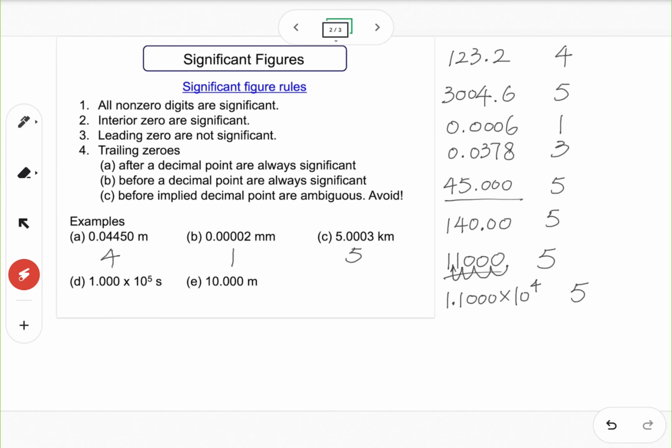1.000, you have 3 trailing zeros. They are significant. Okay, so for this case, it has 4 significant figures. For example E, you have 4 trailing zeros and 1 non-zero digit. Again, significant figures would be 5. Okay, so these are the rules that we need to follow when we figure out the significant figures.